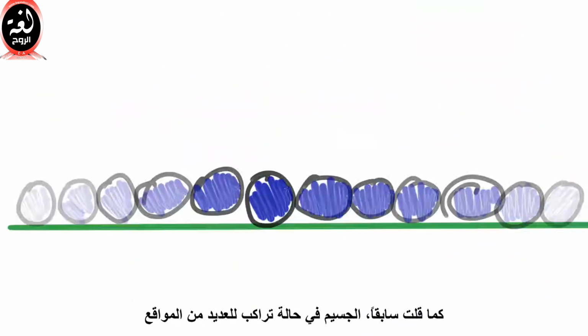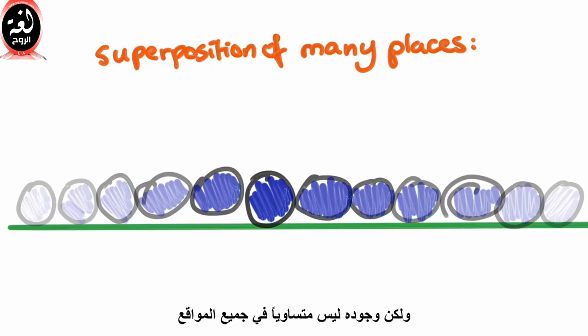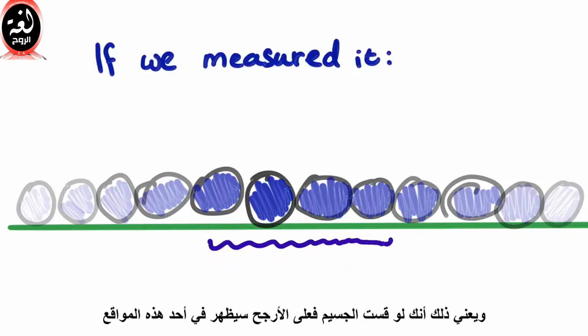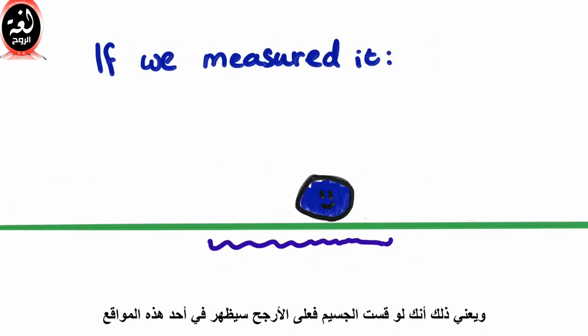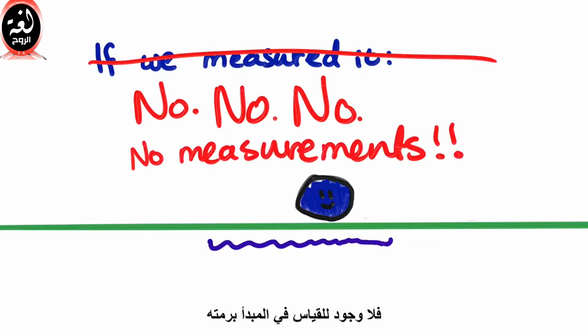As I was saying before, the particle is in a superposition of many places, but it's not usually equally in all of those places. Some places are weighted more heavily, which means that if you were to measure it, it's more likely to turn up in one of those places. But we're not going to measure it, okay? There's no measurement in this entire thing, just to make that clear.